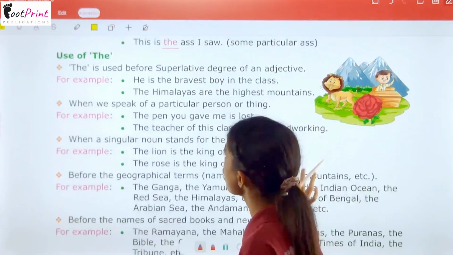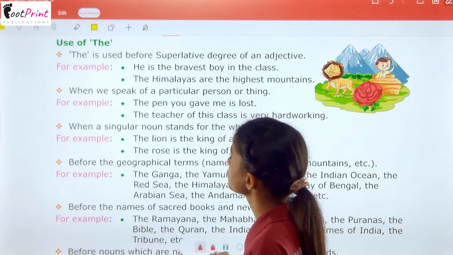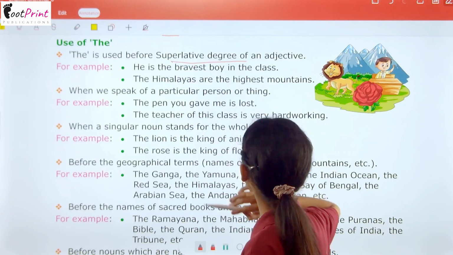Okay, now the uses of the. Let's see what the uses of it are. The is used before the superlative degree of an adjective.